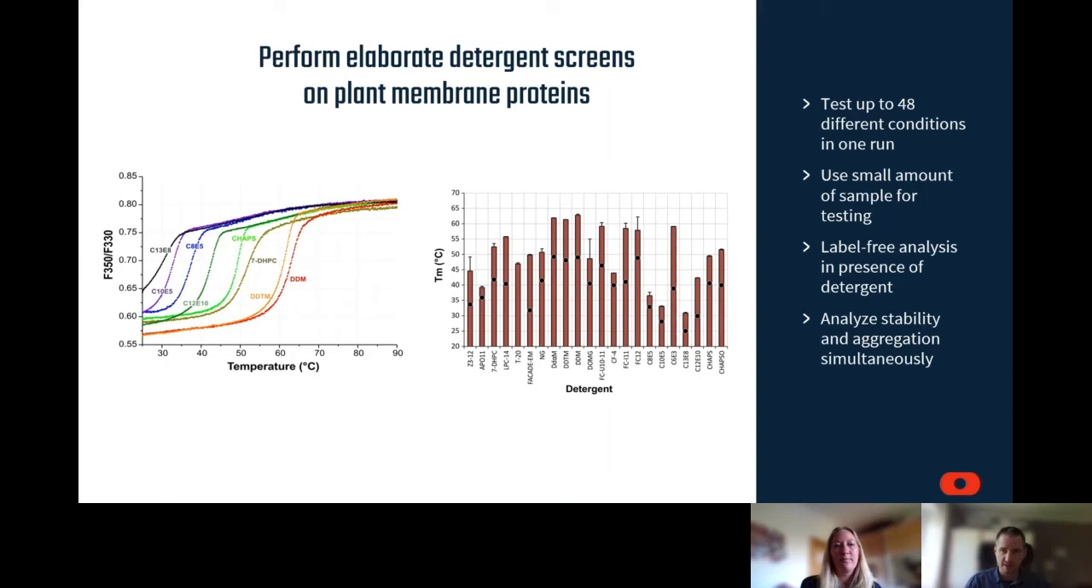And for things like that, it is very nice that we have a very high throughput. You only need very small amounts of sample. It's label-free, which means you can work in any buffer and use any sort of detergents or additives. And which is also nice, we can analyze stability, folding, and aggregation simultaneously.